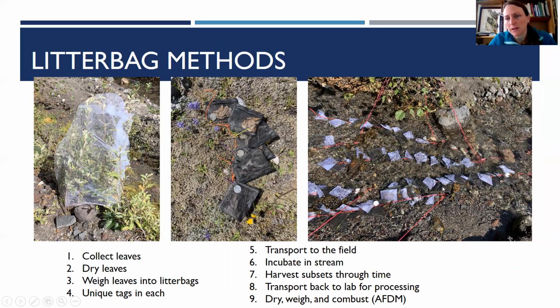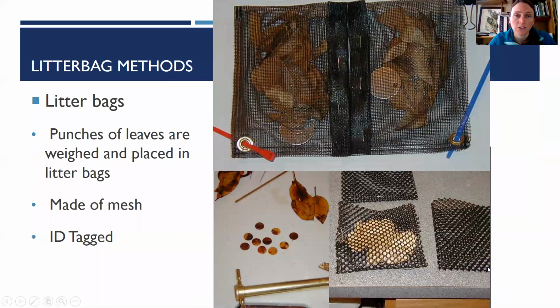And then over time, you might come out and harvest a fraction of these, like say 25%, and then you harvest another 25%. And then you have 4 harvest dates where you've collected them through time. Then you can bring the leaf litter back to the lab, dry it, weigh it, and burn part of it up to determine how much material was lost throughout the entire study. Here are some close-ups showing leaves and tags in bags of different sizes.